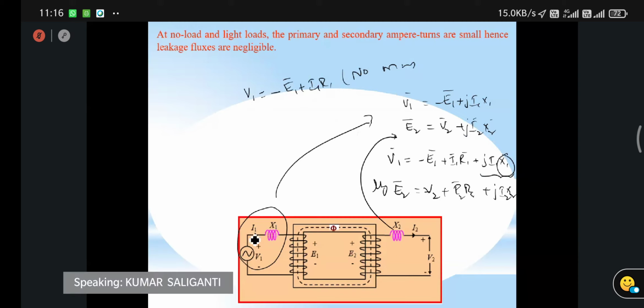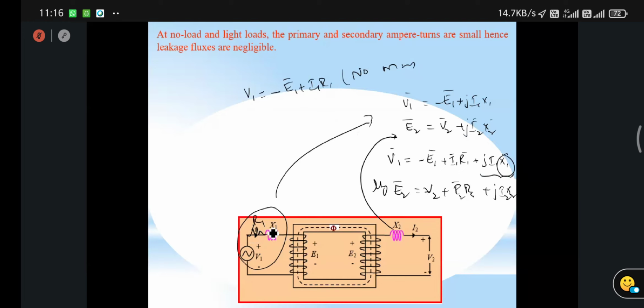So if you add this resistance here, this is R1. If you add this resistance here, R2, then you can get these two relations here.